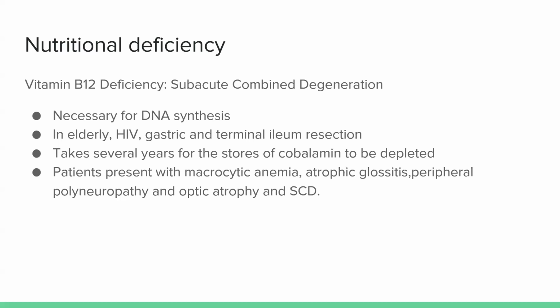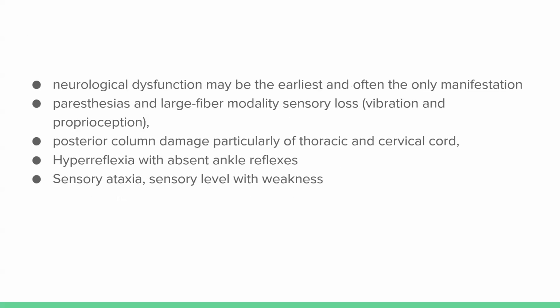They will have absent ankle reflex with spasticity, and they will have weakness, so just spinal cord lesions, and they will have a sensory level. Usually it affects the thoracic cord, sometimes the cervical. It can manifest without the anemia, unfortunately. So keep that in mind, because this is a treatable cause.